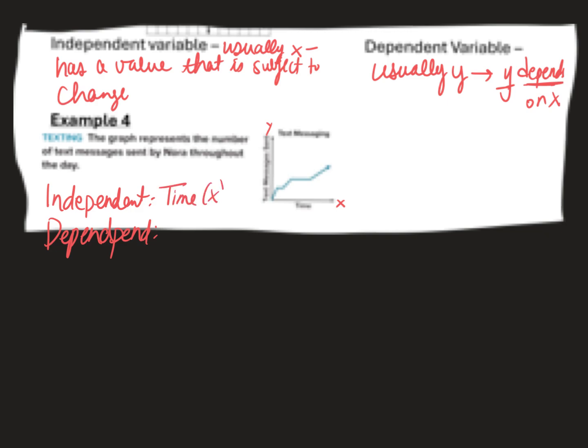So my independent variable is the time. And that, of course, is the x. And my dependent variable is the number of text messages sent. And that's the y. And it says describe what happens in the graph. So we'll write that question out.